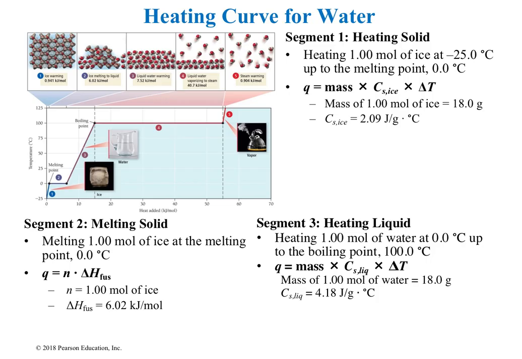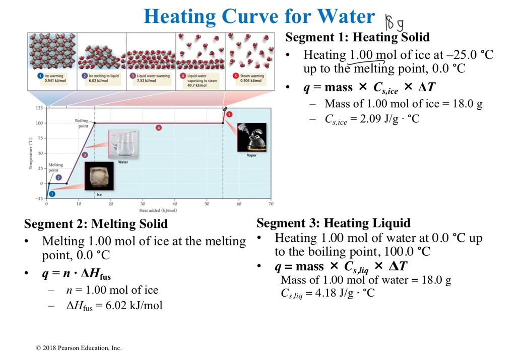In this process, we're going to go from negative 25 degrees Celsius up to positive 25 degrees Celsius. We're going to heat 1 mole of ice, which is equal to 18 grams of ice, or of water in general.